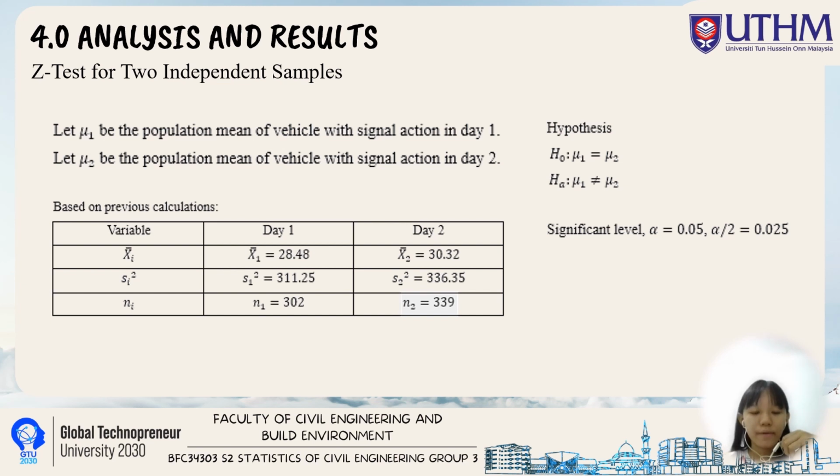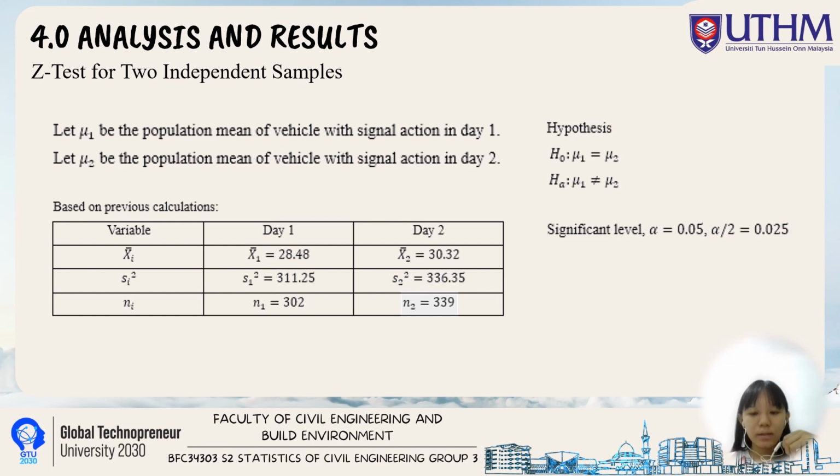Based on the previous calculation, we can get the information of x bar, s, and n. First, state the hypothesis of H null and Ha. For Ha, mu1 is not equal to mu2. Then the significance level, 95% significance level, 0.05 for alpha and 0.025 for alpha over 2.